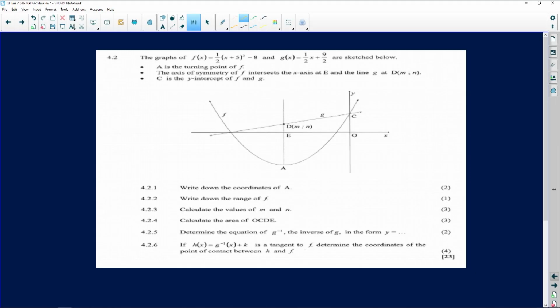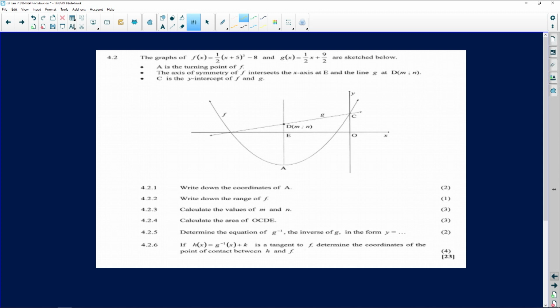We're doing revision of mathematics paper 1. Let's go to our next question. All right, so this is question 4.2, which is obviously based on functions. You see, inverses and functions is one of the most challenging topics or concepts that you have to work with when you are in paper 1, right? So it reads as follows.